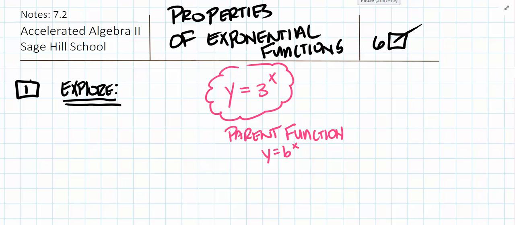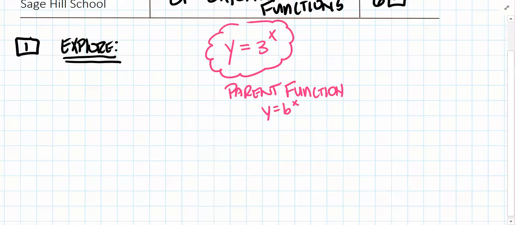Okay, here is what we're going to do today. We're going to do some things on the notes right here, and then I want you to explore on your own through Desmos. So here's what I want you to do first. I'm going to give you a couple different equations of exponential functions.